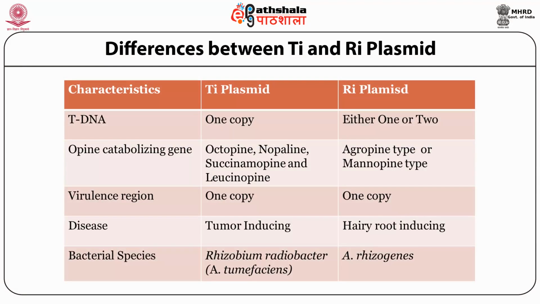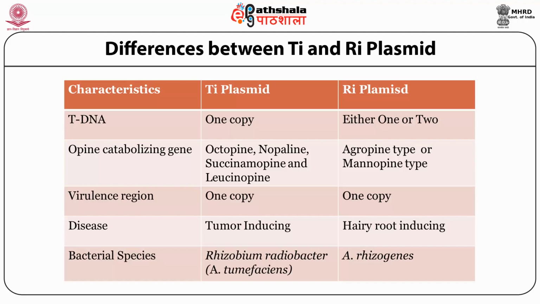As we know, the bacterium species which harbors these Ti and Ri plasmids are different. Apart from that, there are characteristics of these two plasmids which differ, and as you can see in this table, the characteristics are mentioned on the left side. Then you have Ti plasmid and Ri plasmid.